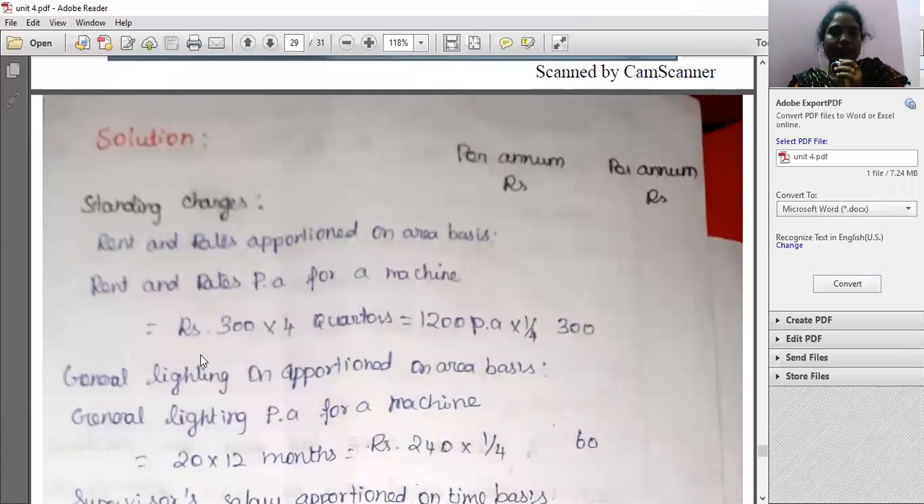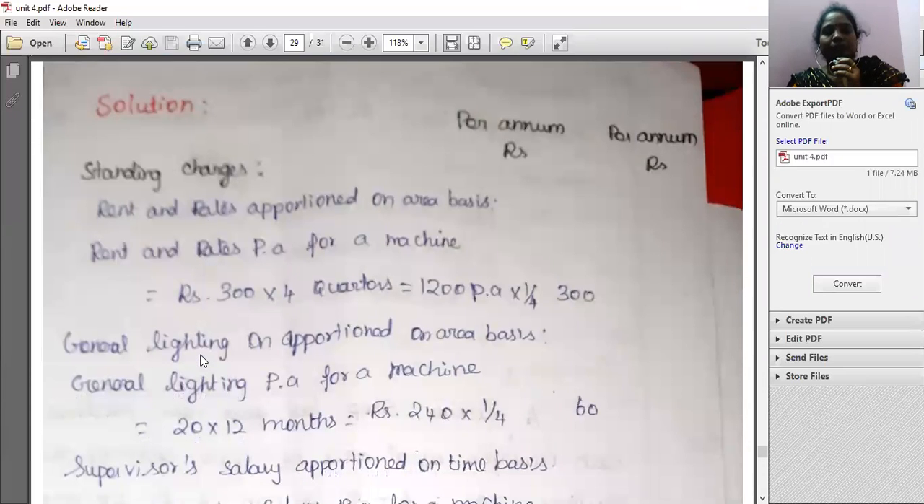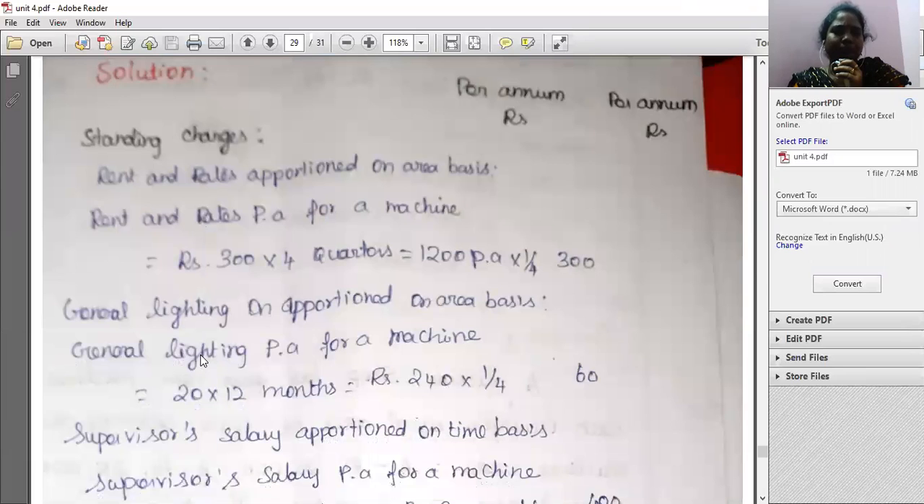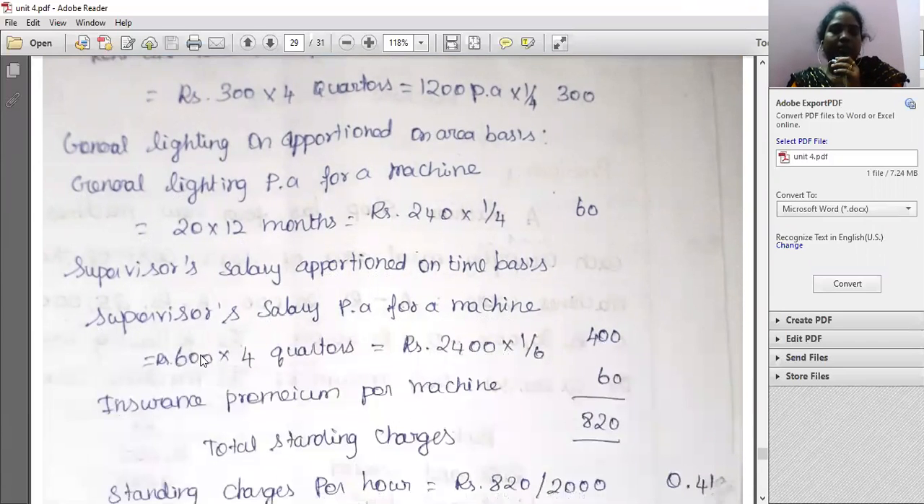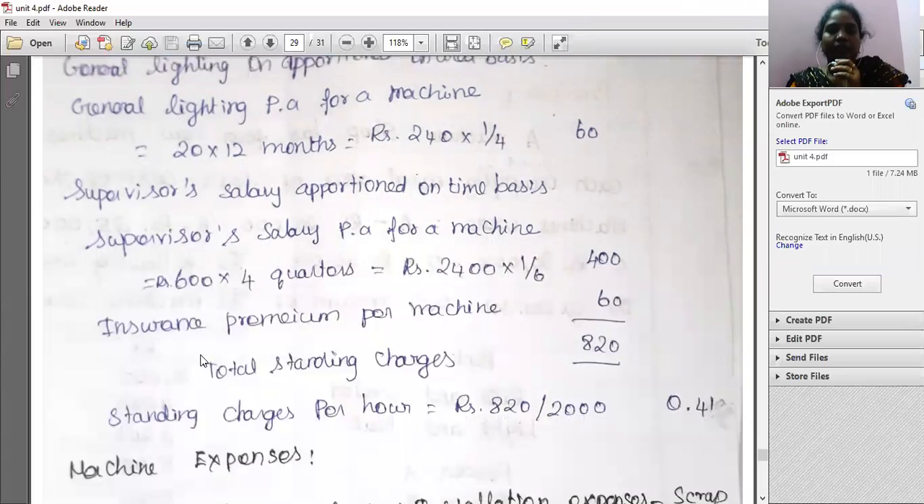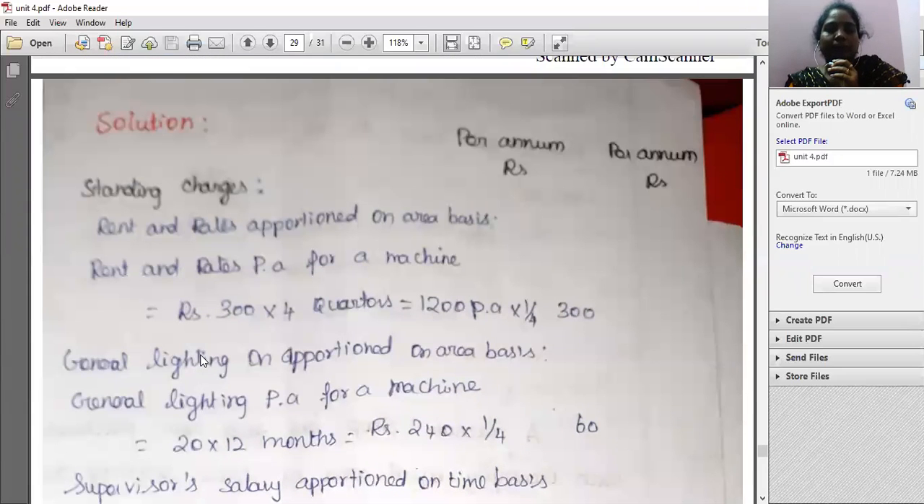Now we go to the solution to that problem. First, we have to segregate the standing charges and then the machine hour rate. Standing charges, other than the machine related expenses, we have to accumulate, and the machine expenses to be accumulated separately, and then finally we have to find the machine rate per hour.